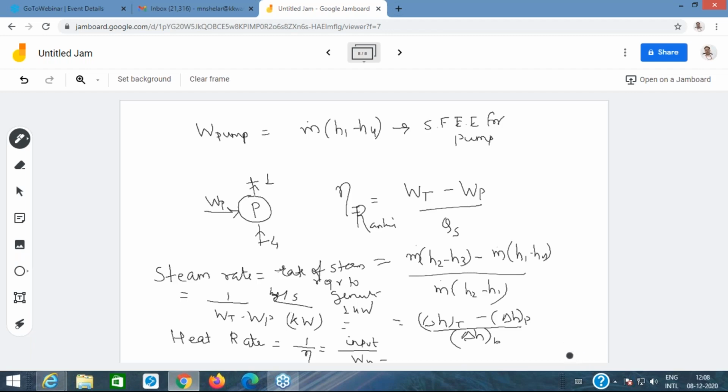Efficiency is the output to input ratio. Heat rate is the input to output ratio. Steam rate is the rate of steam required to generate 1 kilowatt of output. And hence it is important for us to strive to increase the thermal efficiency or Rankine cycle efficiency of the plant and to minimize the heat rate and steam rate.